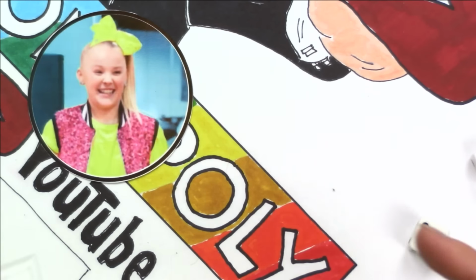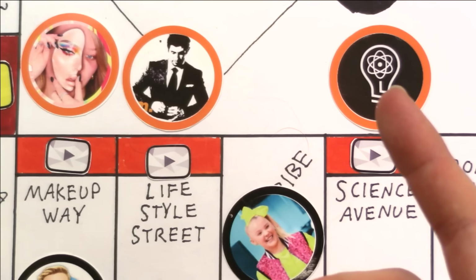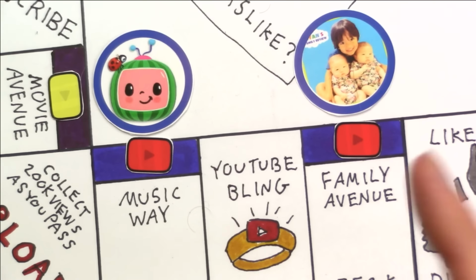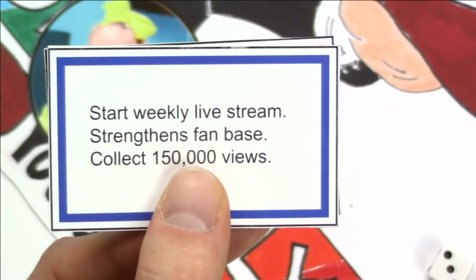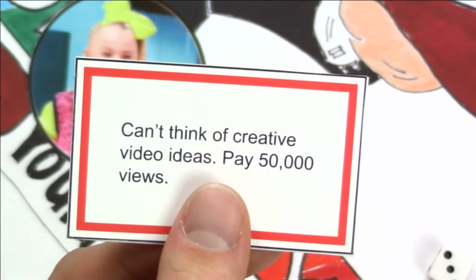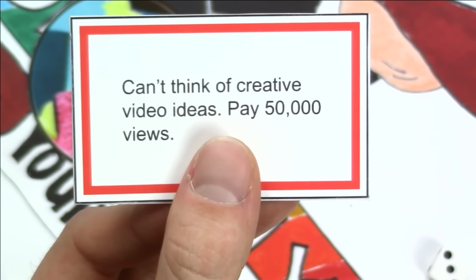And for JoJo, she was able to get all 3 Merch Train cards. She was able to get 3 diamond play buttons, and she switched out all of her YouTubers to Mark Rober, Alpha M, and Nikki Tutorials. And she got 2 Ruby play buttons. She kept Ryan's Family Review, but she switched to Cocomelon. Start weekly live stream, strengthens fan base, collect 150,000 views, and can't think of creative video ideas, pay 50,000 views.